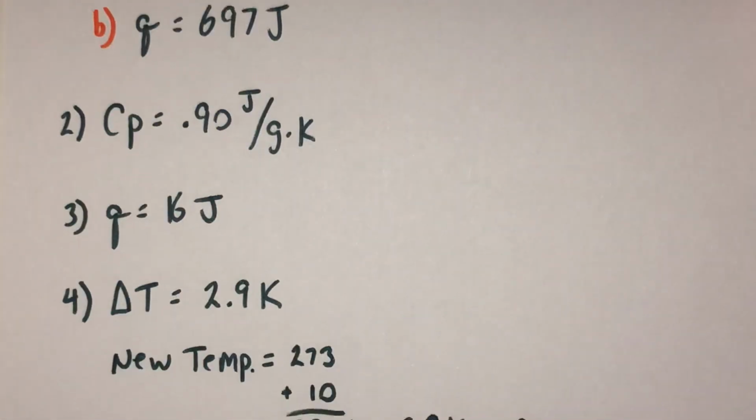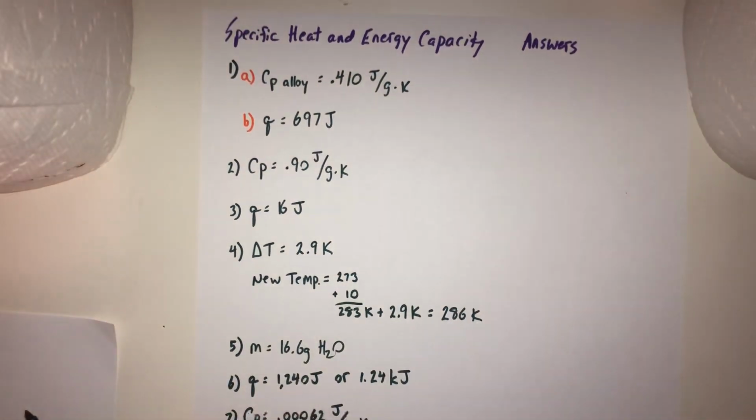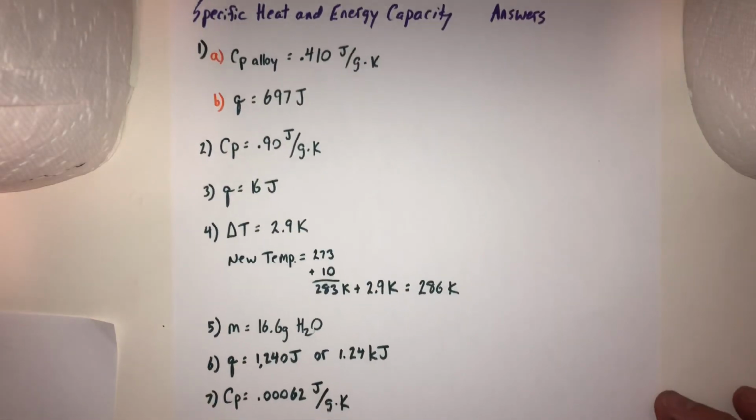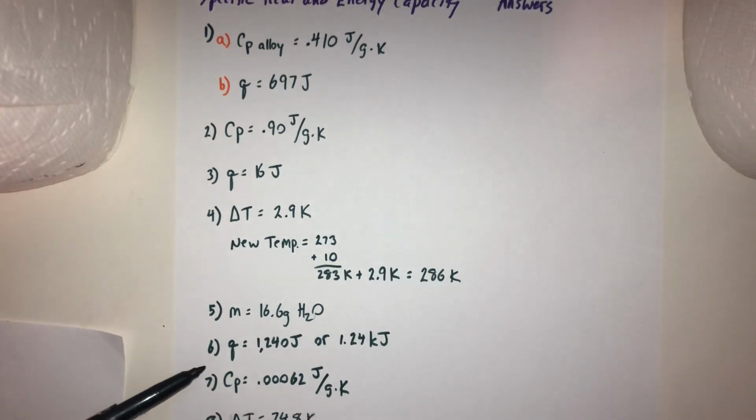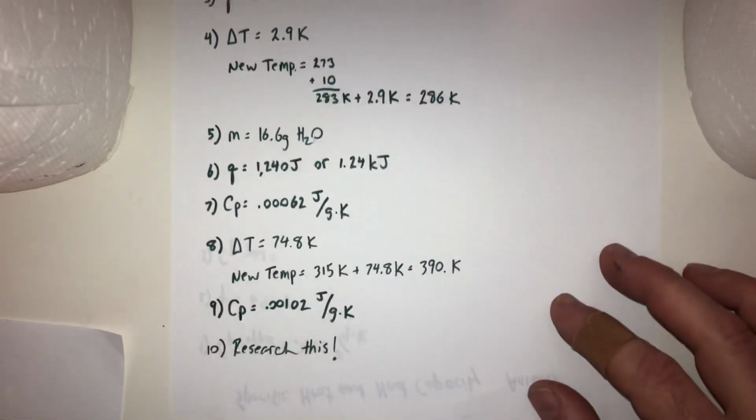So here is the answer key. These are the number answers for all of the questions that are on that worksheet, which is assignment number 3. So you can pause the video and look at those answers.